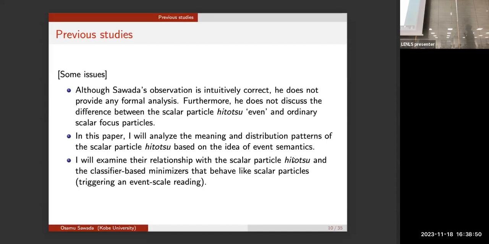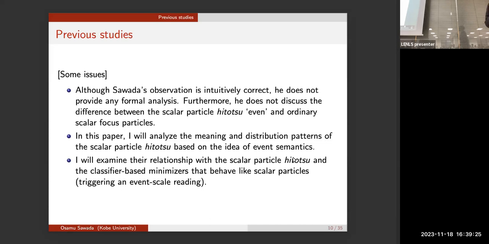Although this analysis seems to be intuitively correct, at least to my intuition, the previous literature hasn't formalized the meaning of the scalar particle hitotsu. And I myself also didn't discuss the difference between the scalar particle hitotsu and the ordinary scalar particle. So in this talk, I'd like to think about the meaning of the scalar particle hitotsu in more detail and try to provide a semantic analysis.